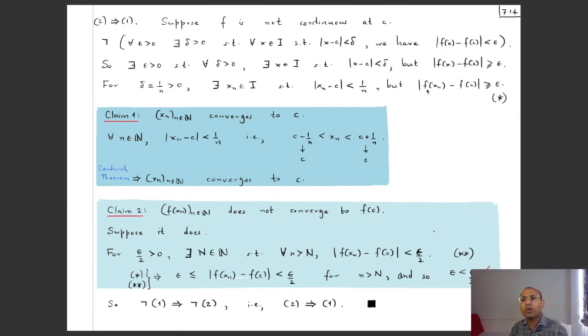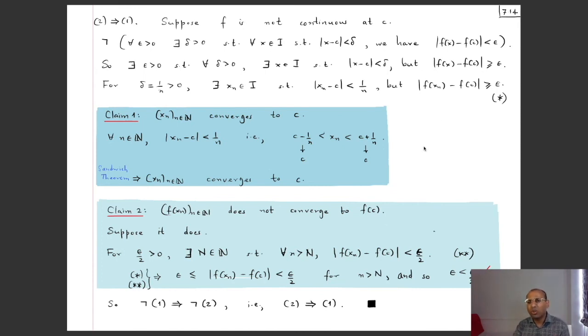And what do I know about f of xn? I know that this holds. For every n, the modulus of f of xn minus f of c is bigger than or equal to epsilon. And of course that shows that f of xn does not converge to f of c. Why? Because intuitively, this would mean that the distance of f of xn to f of c can be made as small as I please if I go far enough in the sequence.